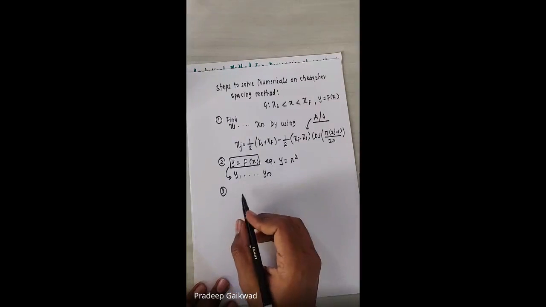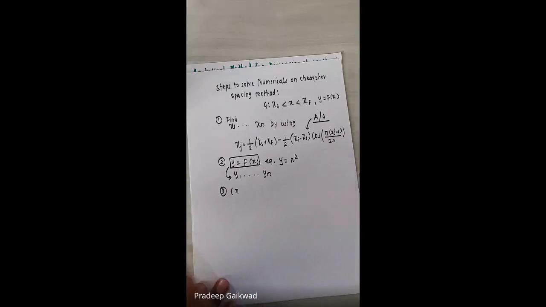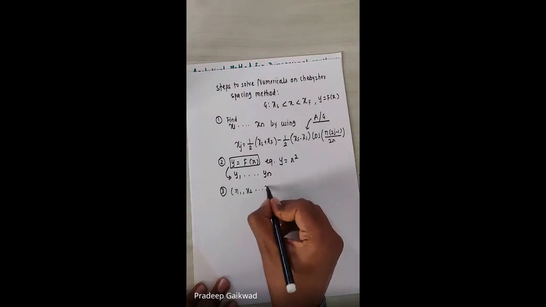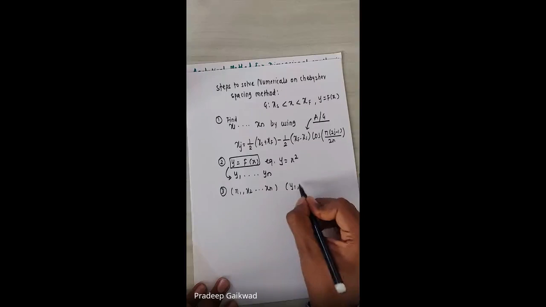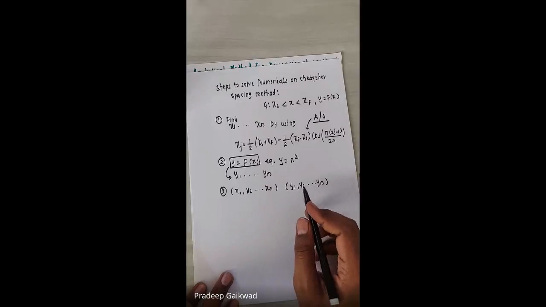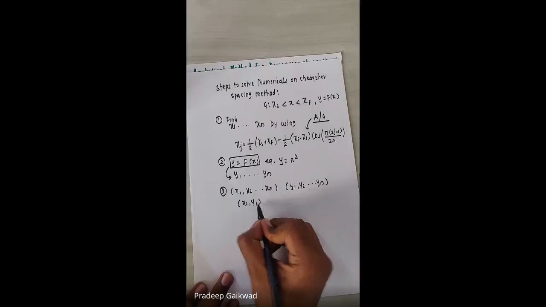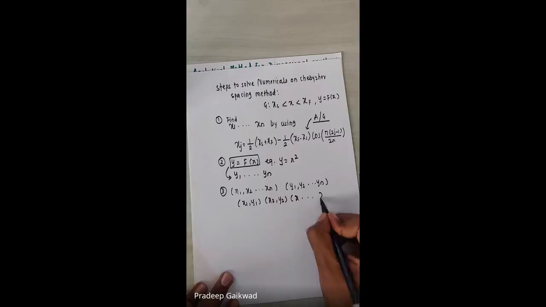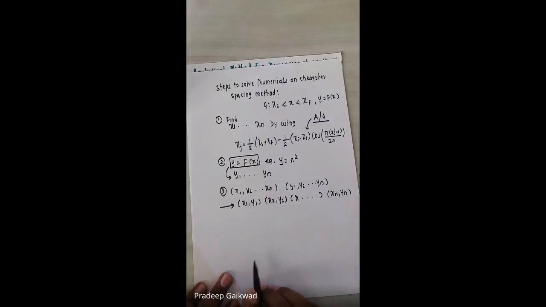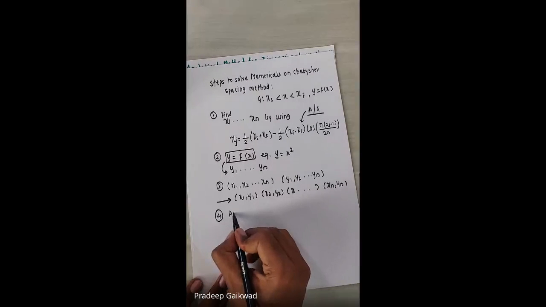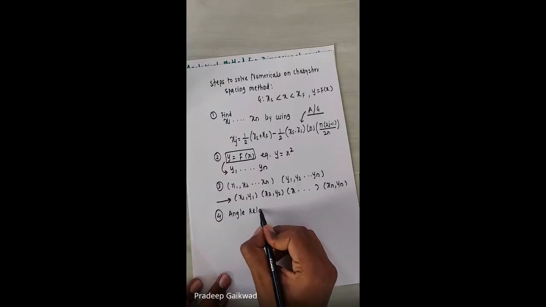So I can write the precision points. I know x1, x2 up to xn, and y1, y2 up to yn. If I know these, then I can write the precision points as (x1, y1), (x2, y2), up to (xn, yn). So the third step is writing precision points. And after writing precision points, we find the angle relationships by using the relations we just derived.